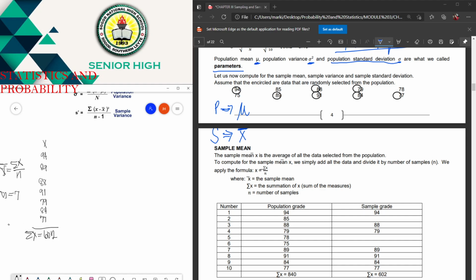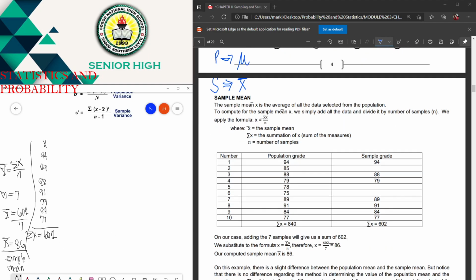So, by this, we have x bar is equal to 602 divided by 7. Iba to ha. So, x bar is equal to ilan? 602 divided by 7. That is 86. Okay, this is your sample mean. Ito yung tinatawag natin na sample mean.